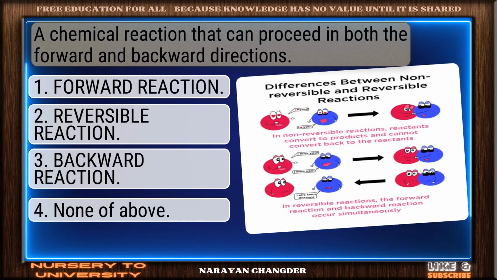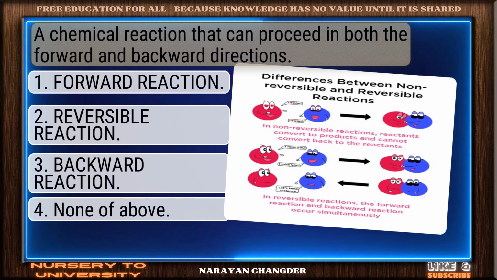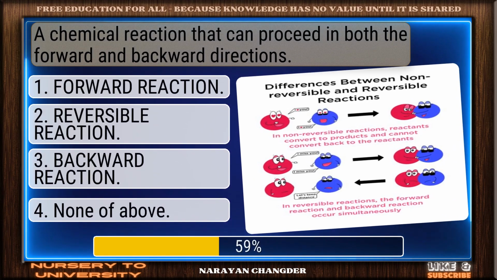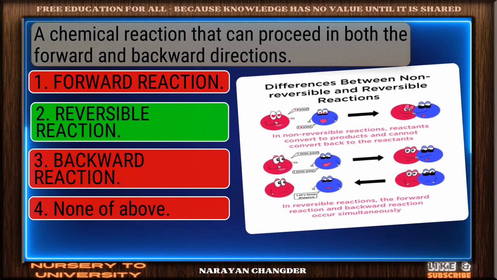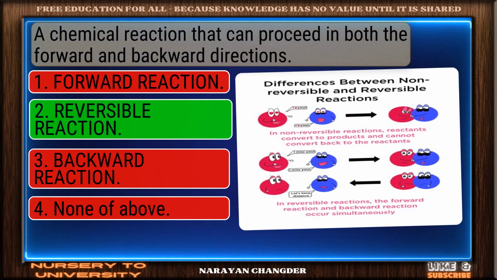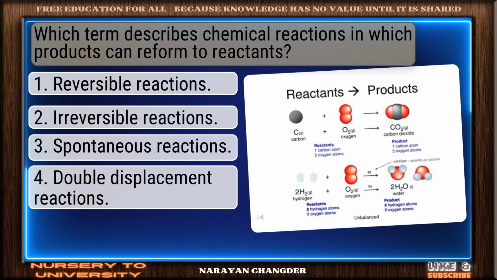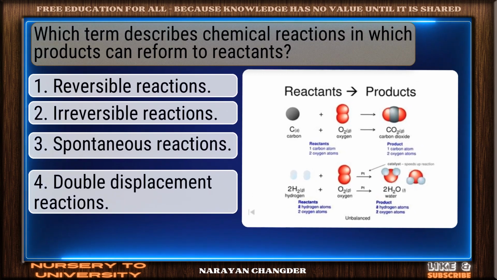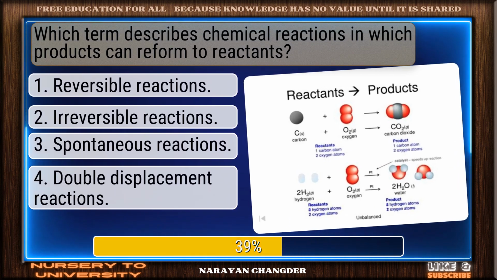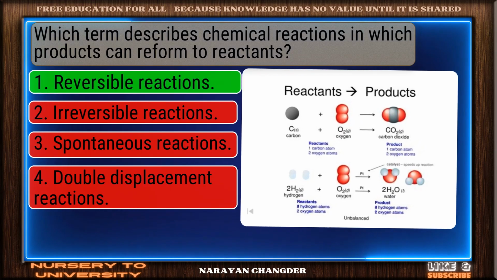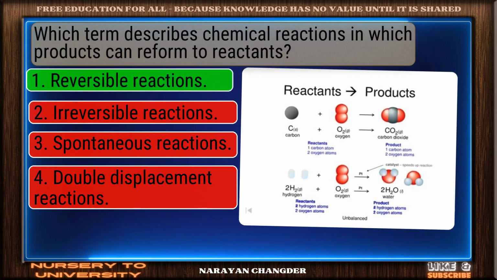A chemical reaction that can proceed in both the forward and backward directions. Nice selection. Reversible reaction is the correct and valid answer. Which term describes chemical reactions in which products can reform to reactants? Well reasoned. Reversible reactions is the correct choice.